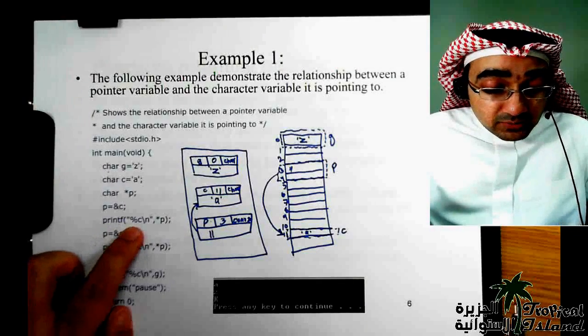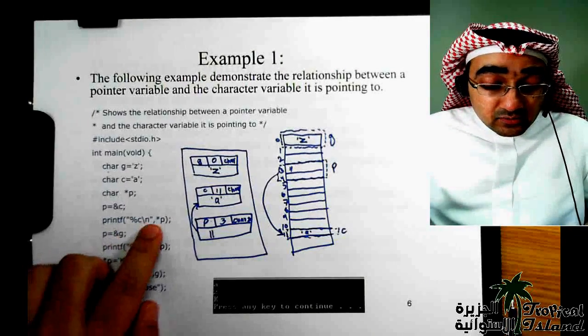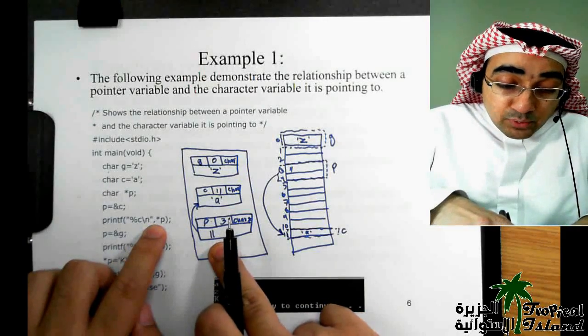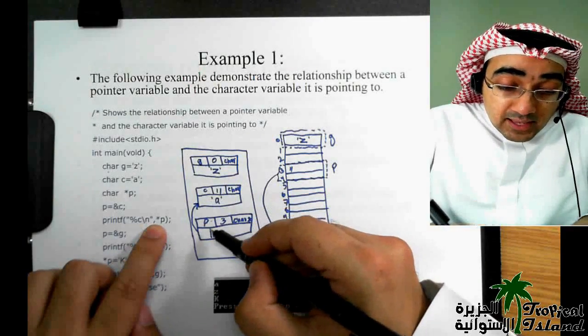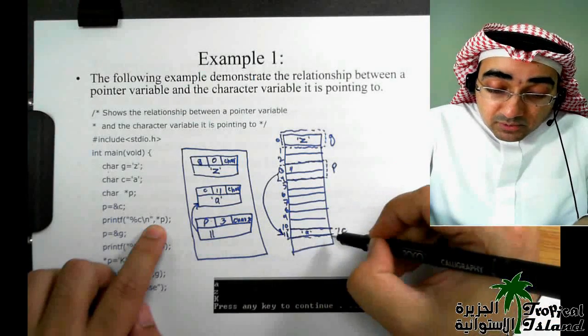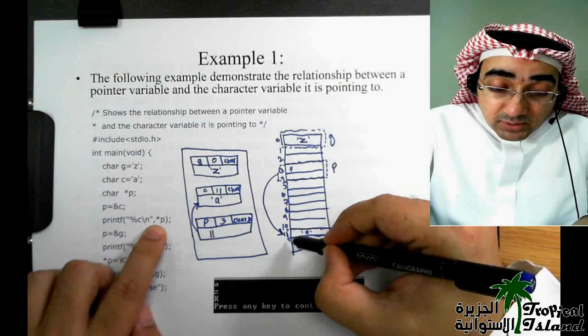Now if we see printf %c, and the value that's pointed to by P, what is the value that's pointed to by P? It is A. So I'm pointing by P to memory location number 11. This is memory location number 11. What's inside memory location number 11? It's A.